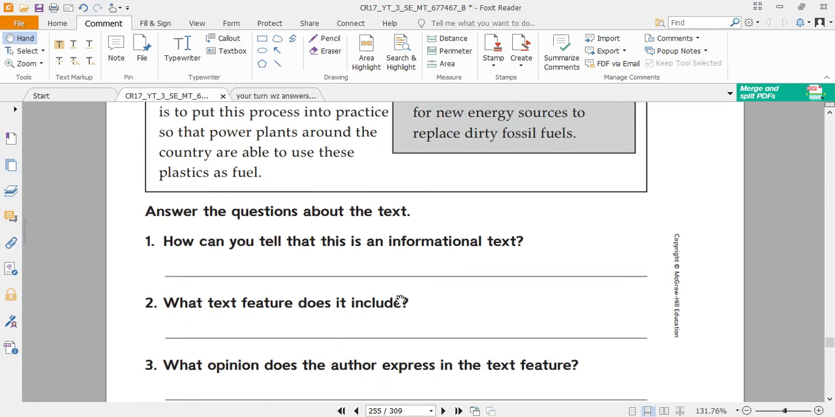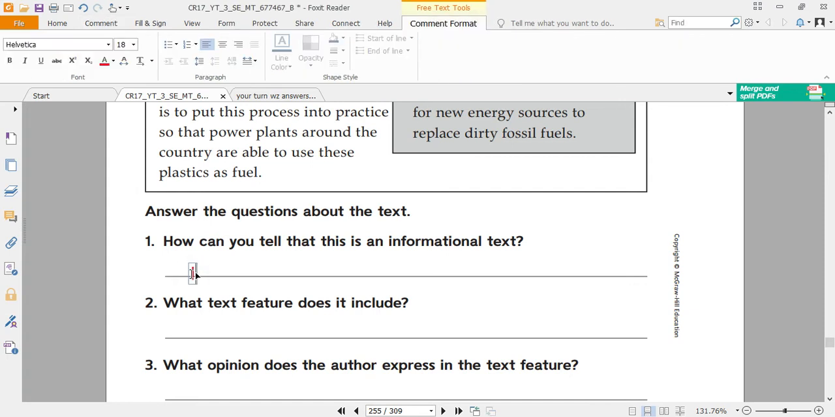Questions time. How can you tell that this is an informational text? This means, yes, expository, the same meaning. How do you know? Yes, it presents facts about the topic. It presents facts and information, of course, about the topic.